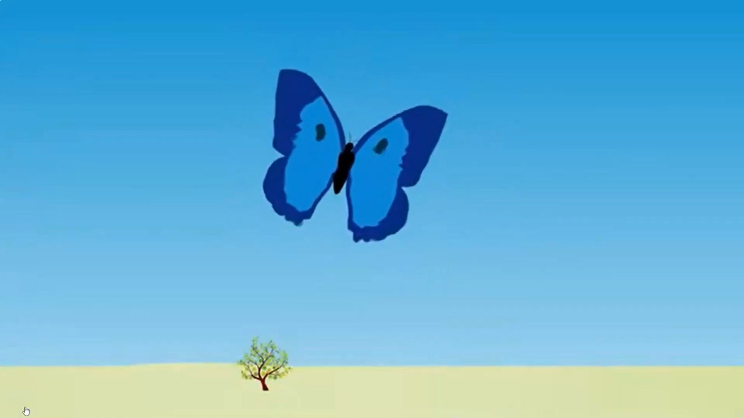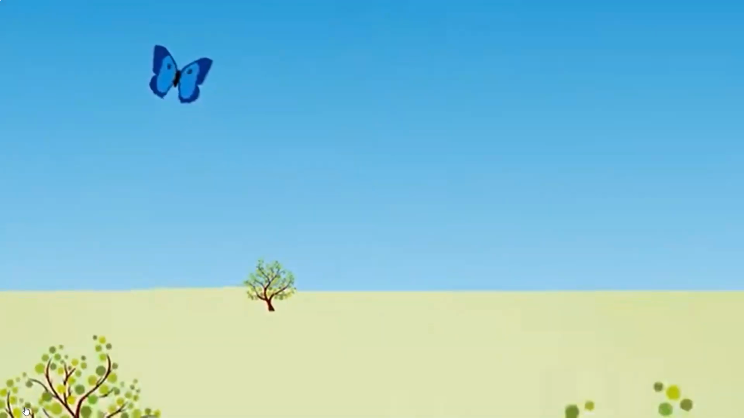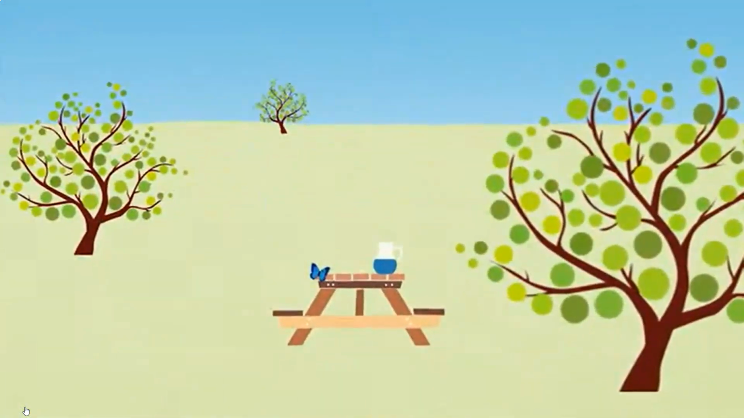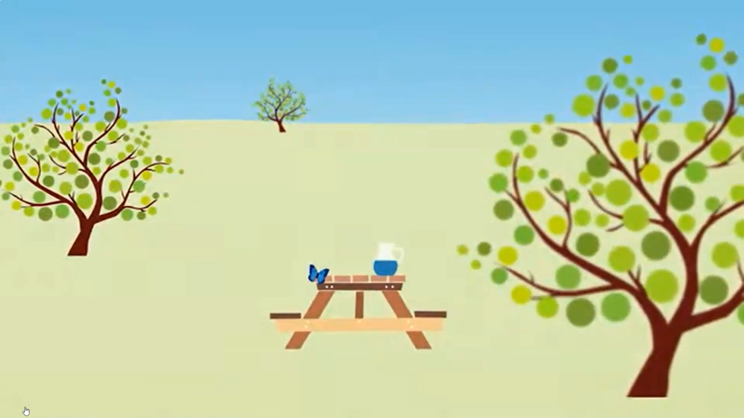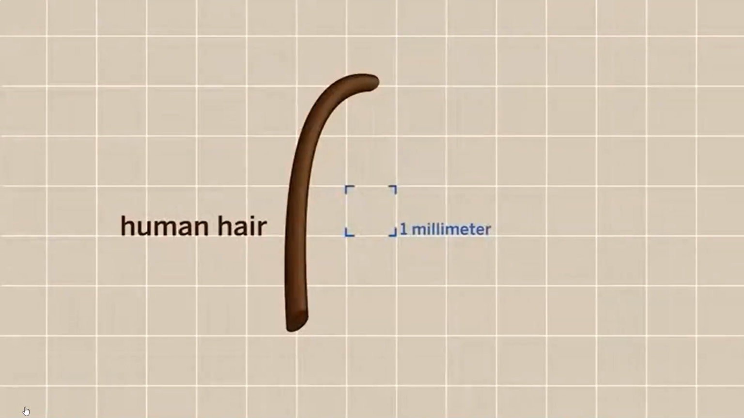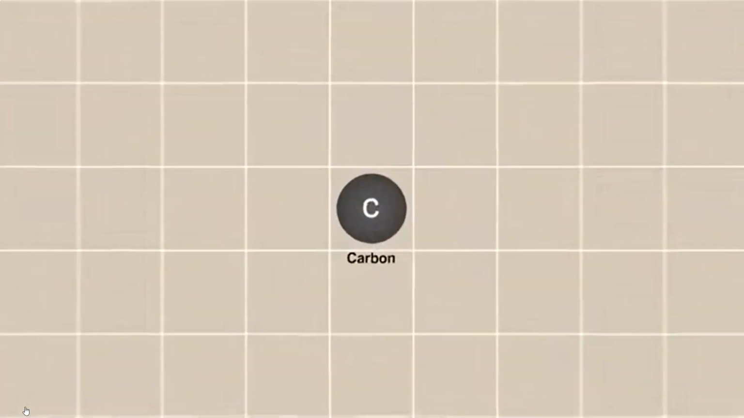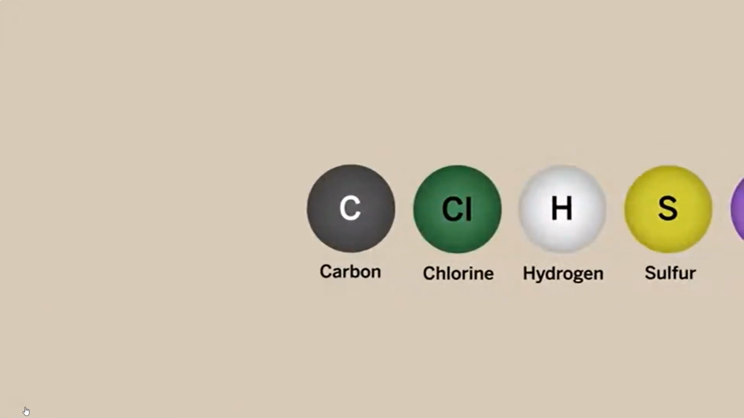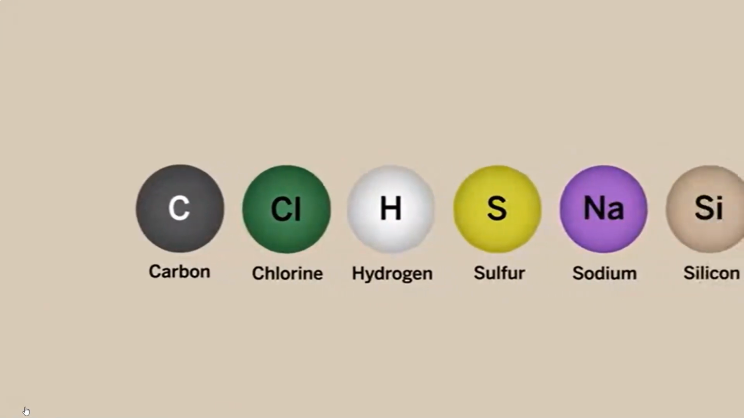Look at this butterfly. Ever wondered what it's made of? This butterfly, this picnic table, and this water are all made of atoms. Everything is made of atoms. Atoms are too small to see. They are so small that scientists can only make images of atoms using the most powerful microscopes in the world. Still, we know everything is made of atoms.